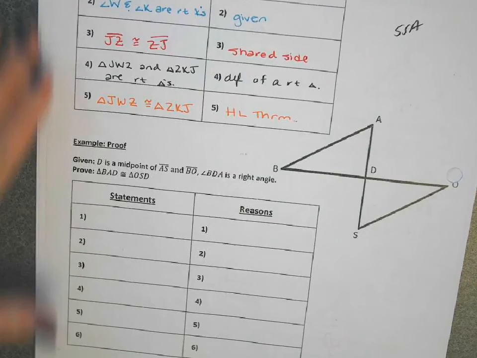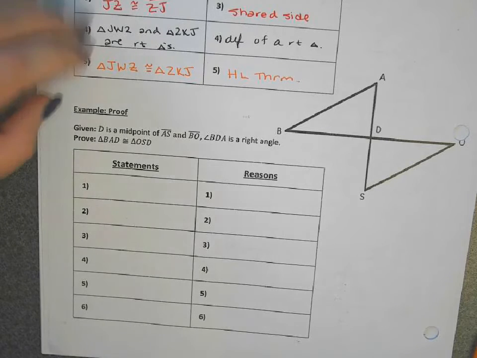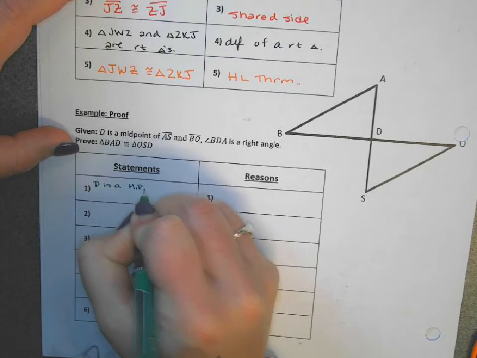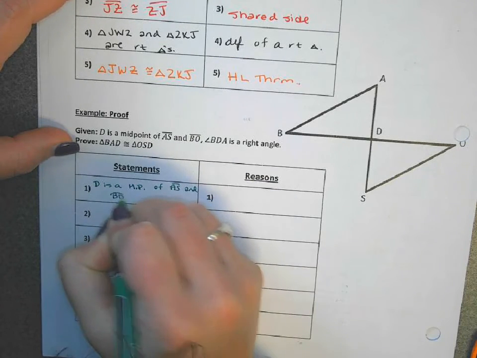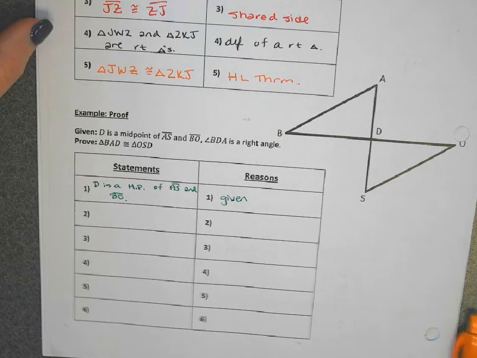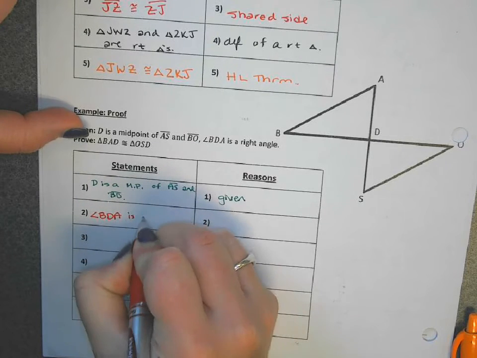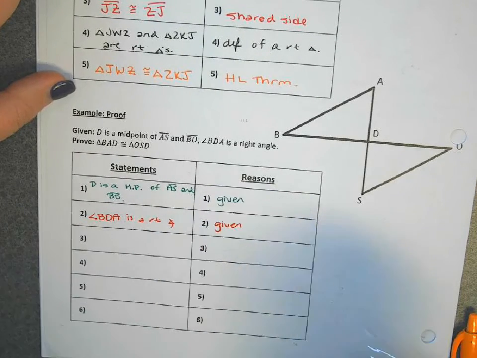All right, so scooching it on down. We have that D is a midpoint of AS and BO. So let me write that first. D is a midpoint of AS and BO. The reason? Given. I have that angle BDA is a right angle. Given.